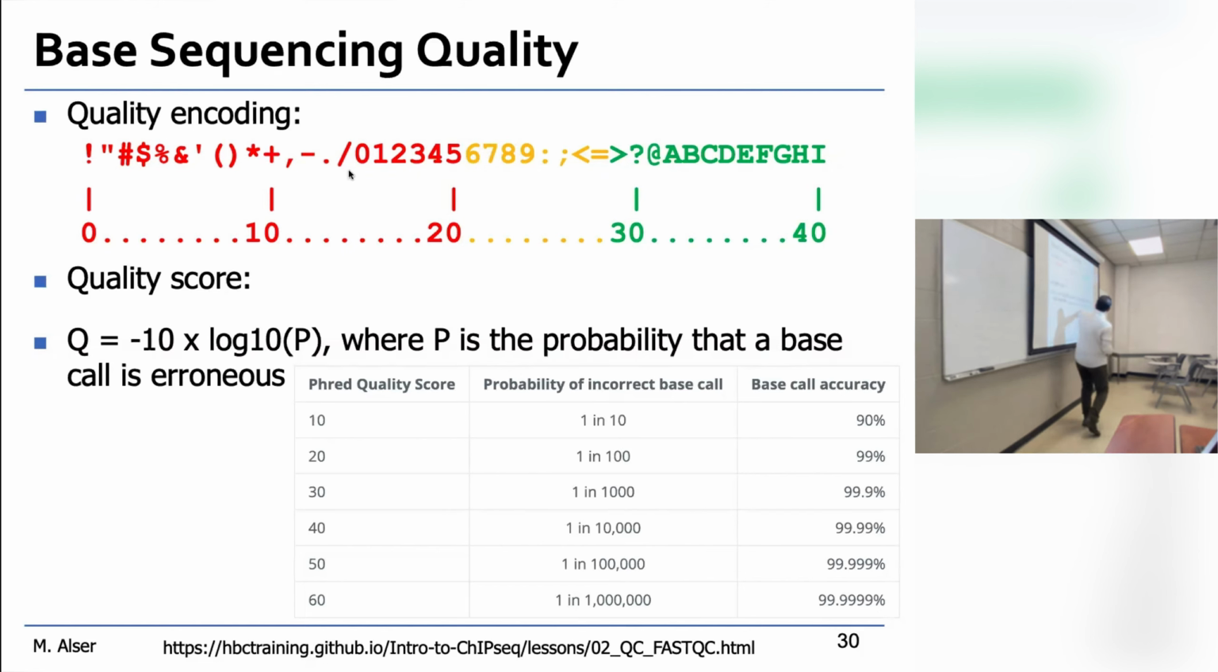As we reduce the probability, like 1 in a million, it means 99.9999% I'm confident that this is correct. So 60, as you can see, is in green color. Green means the best quality that we will get. Red is very bad. Normally we ignore those reads if they have that on average.